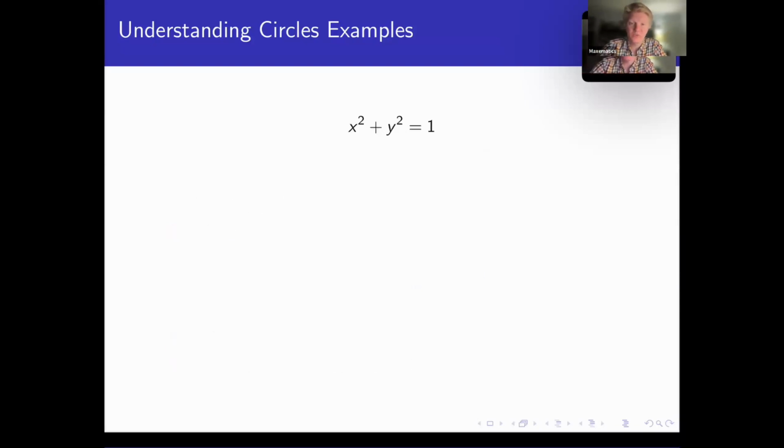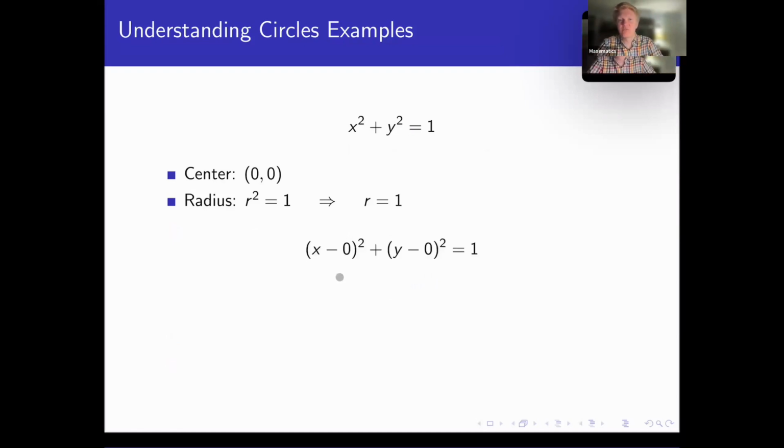X squared plus y squared equals 1. Well, there's nothing adding or subtracting x, so center is just 0, 0. Radius, r squared is 1, but that also just means that r is 1. So we could also have written our circle like this: (x minus 0) squared plus (y minus 0) squared equals 1. And now you see a little bit more as to why the center is 0, 0. Also, this is the equation of what is called the unit circle in pre-calc, so you might see this equation again in the future.